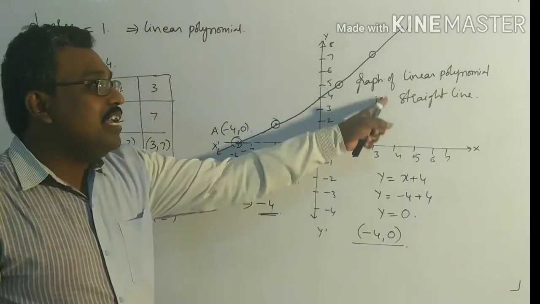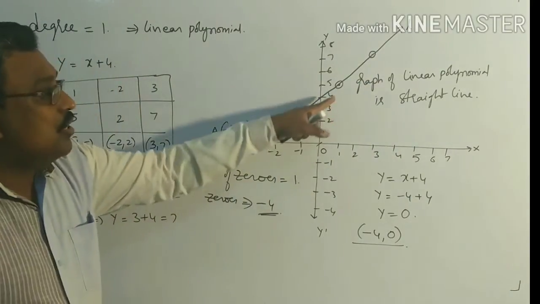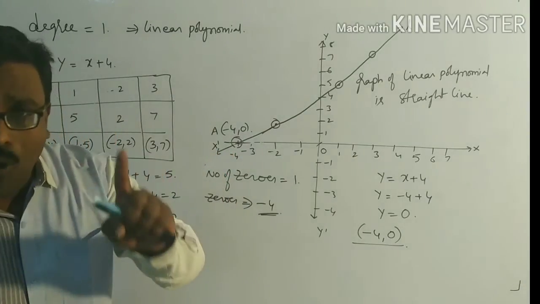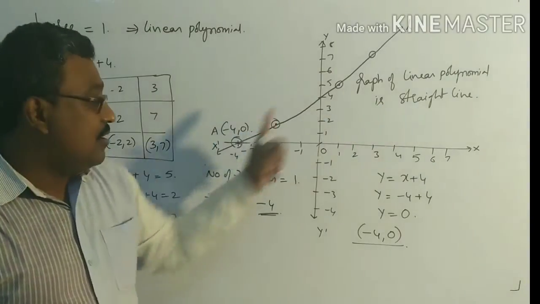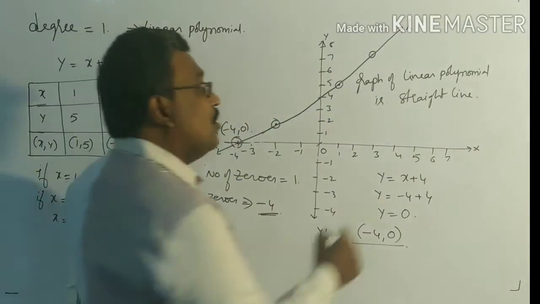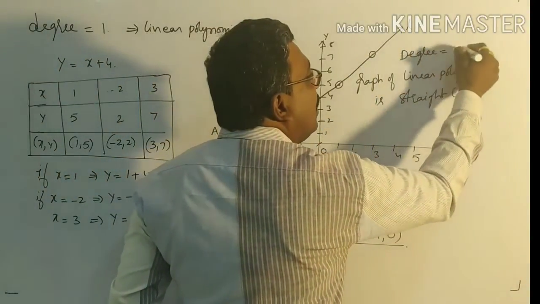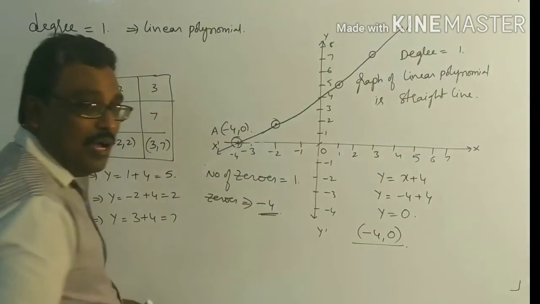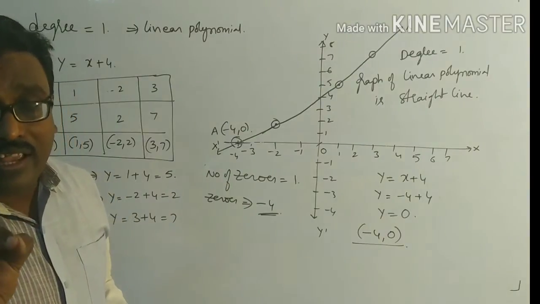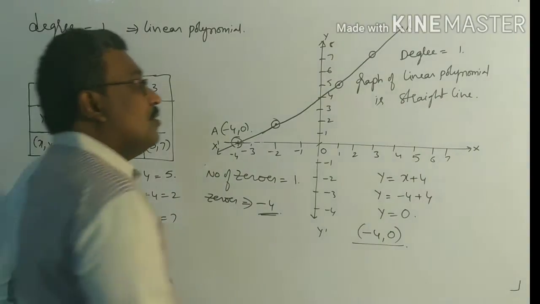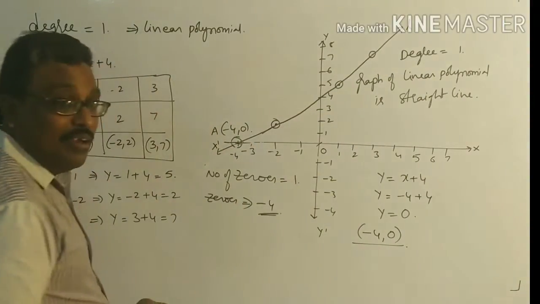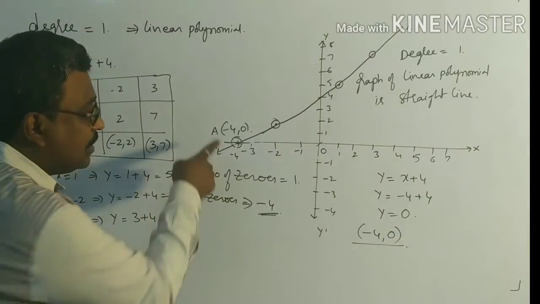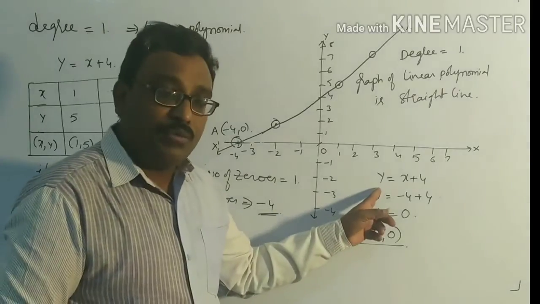So the graph of a linear polynomial is a straight line. At most, at how many points will it intersect the x-axis? 1. So the number of zeros of a straight line is 1, and the degree of a linear polynomial is 1. So degree is 1, number of zeros is 1. The degree of the polynomial indicates the number of zeros of the polynomial. What value will make the polynomial 0? That is minus 4. We verified this also.